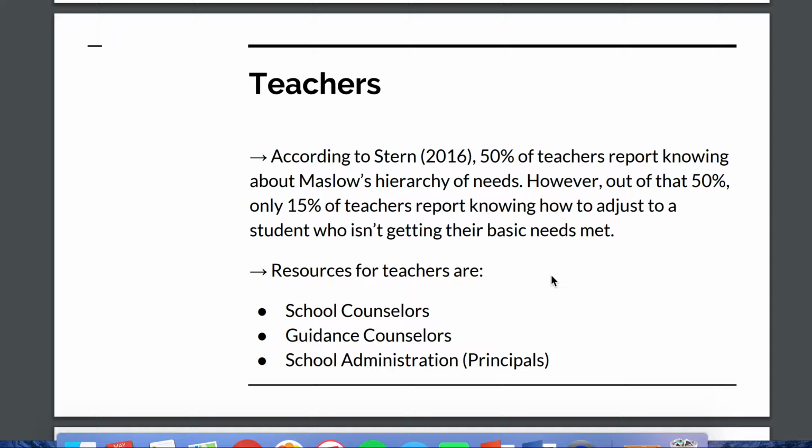Next, I'm going to talk about why teachers need to know what Maslow's hierarchy of needs is. For me as a counselor, I struggle a lot with this with some teachers. There are some teachers that really get it and they're willing to work with students, and then other teachers don't understand that if you don't know what you're going to eat for dinner, why they can't pay attention in class or why kids are falling asleep sometimes. This article from Stern backs up my thought. Only 50% of teachers report knowing about Maslow's hierarchy of needs, and out of that 50%, only 15% of teachers report knowing how to adjust to a student who isn't getting their basic needs met.